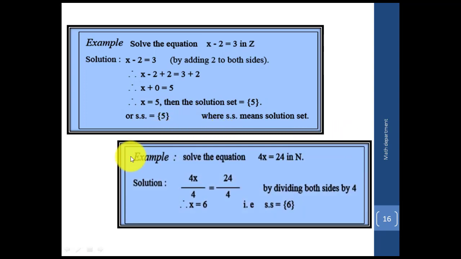The second exercise says solve the equation 4x equal 24 in natural numbers. N represents what? The set of natural numbers. With x we have 4. What's the operation here? Yes, the operation here is times. How can we cancel times? We can cancel times by divide, so I will divide the two sides by 4. Divided by 4, divided by 4, x is the left hand side, and the right hand side, 24 divided by 4 equals 6. Okay, so the solution set equals 6.